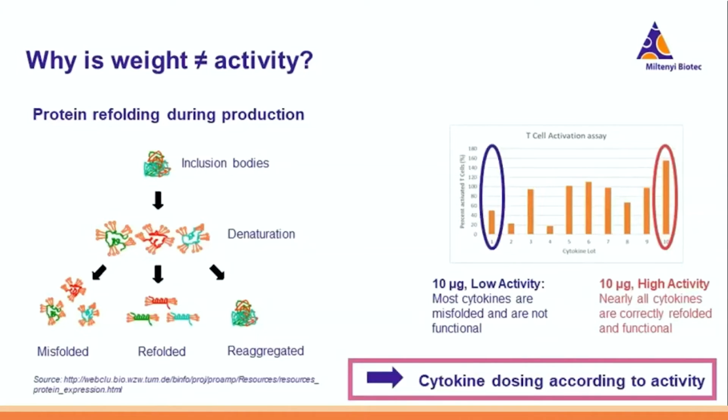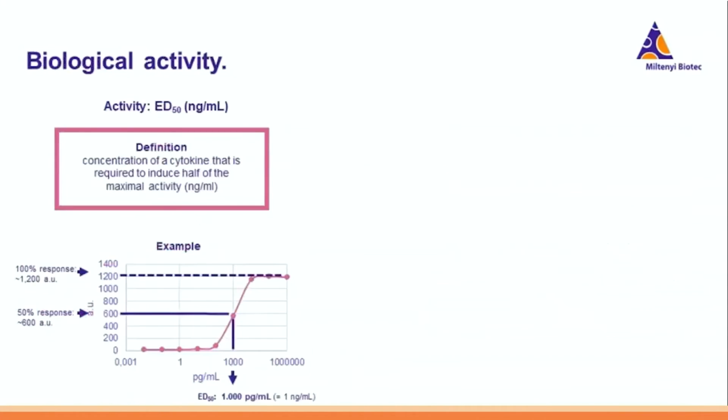And I think this example shows nicely why cytokine dosing should be done according to the activity of a cytokine and not using weight only. So to be able to dose to the activity, let's first think what biological activity for cytokine means. For cytokine, the ED50 value is defined as the concentration of a cytokine that is required to induce half of the maximal activity, and it's given in nanogram per milliliters.